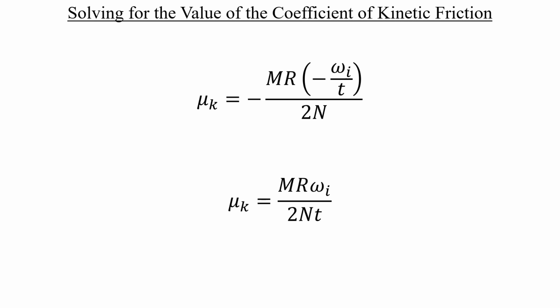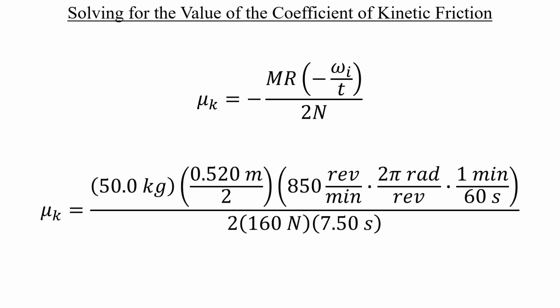One thing that we can't forget to do before we move on is convert the initial angular velocity from revolutions per minute to radians per second. So I've included these two conversion factors in the numerator to account for that. With that ready, we can go ahead and plug this all into a calculator.